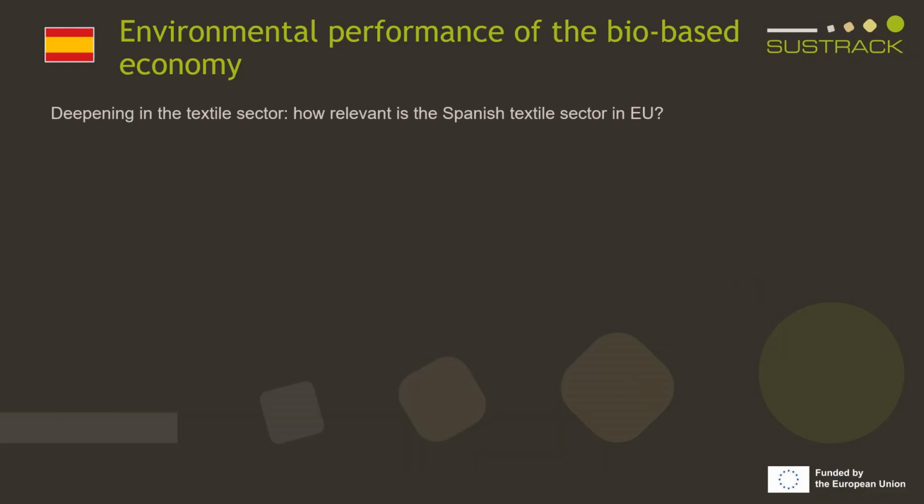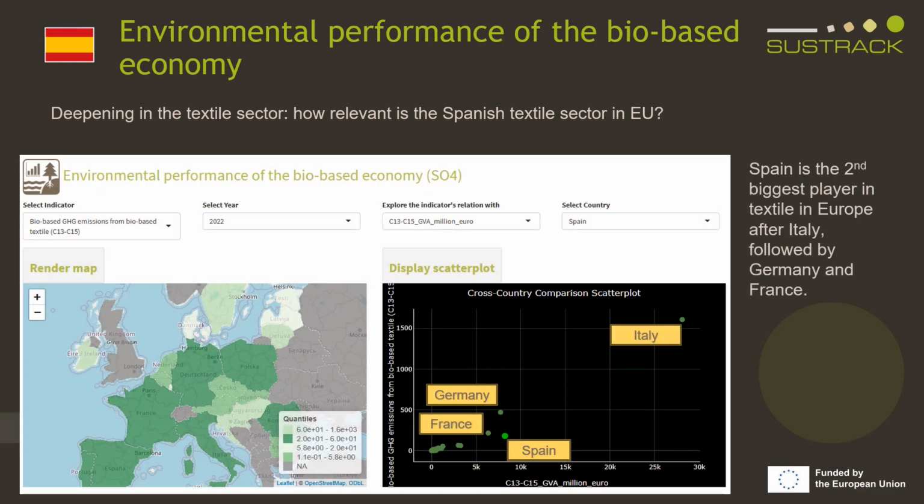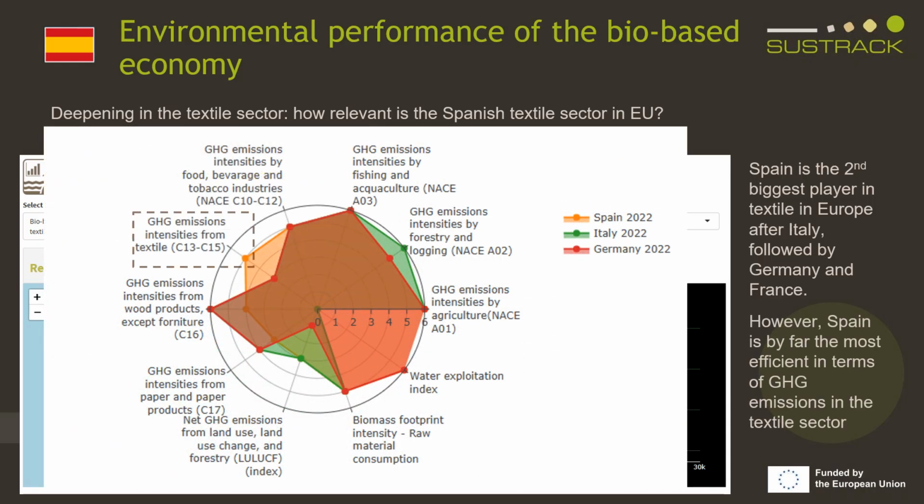So if we want to deepen in the textile sector, we might ask how relevant is the Spanish textile sector in the European Union. And we can see that Spain is the second biggest player in textile in Europe, just after Italy and followed by Germany and France. However, Spain is by far the most efficient in terms of greenhouse gas emission, so in managing environmental impact along with economic impact in the textile sector.